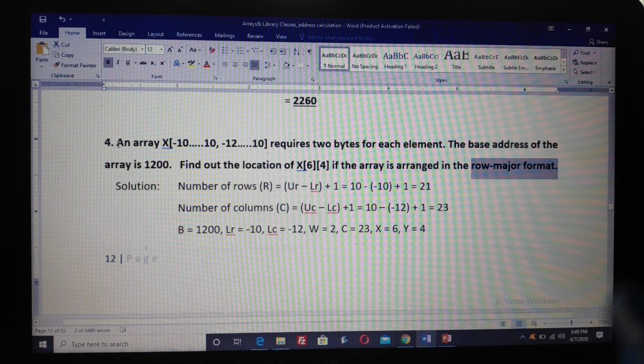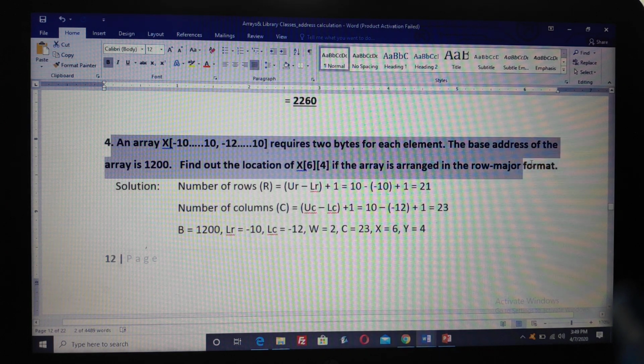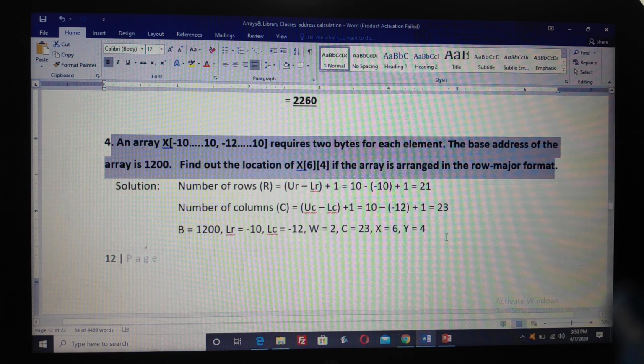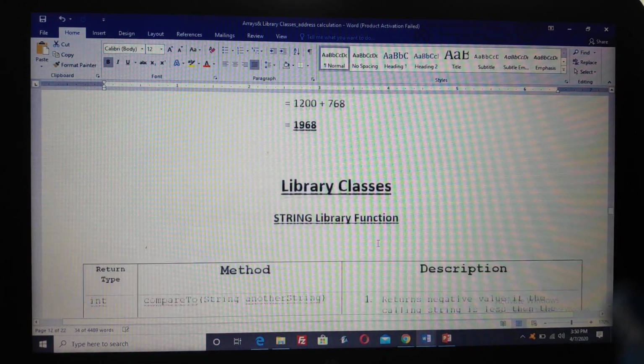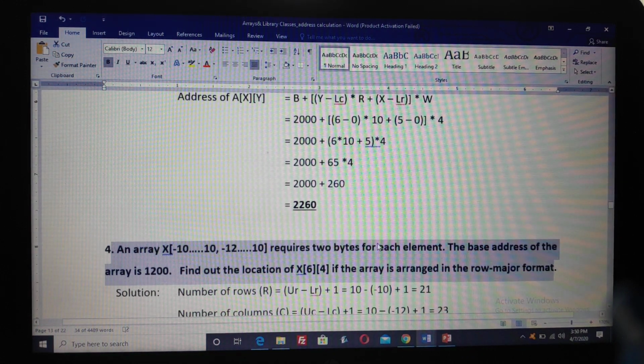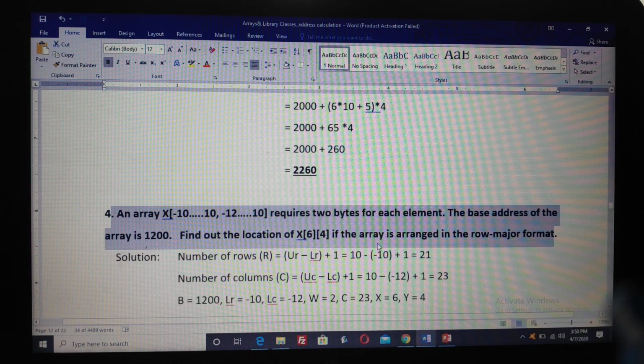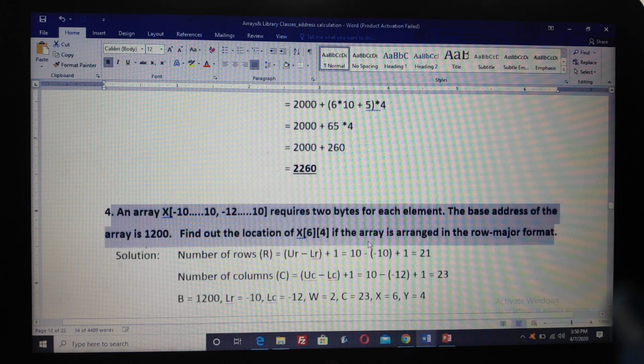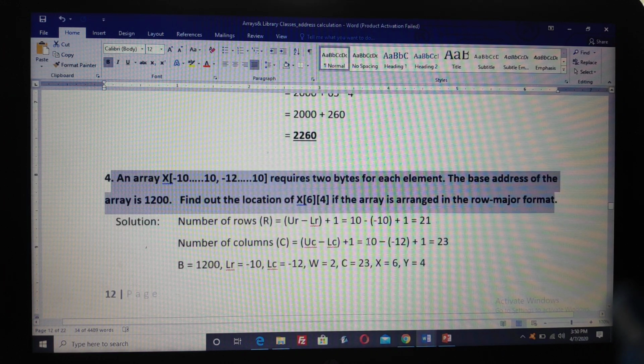So these are the questions which came in different board exams. Basically you'll find the questions in the board exams of this type only. The variations are already mentioned over here, and accordingly you can calculate the address. I don't think you'll find any difficulty now in calculating the address of a particular element in a single dimension and two-dimensional array. Thank you.